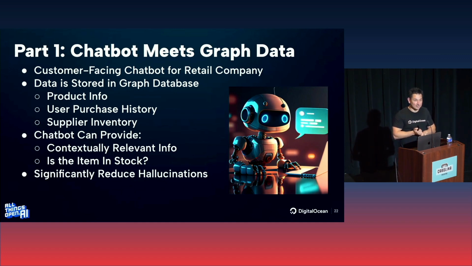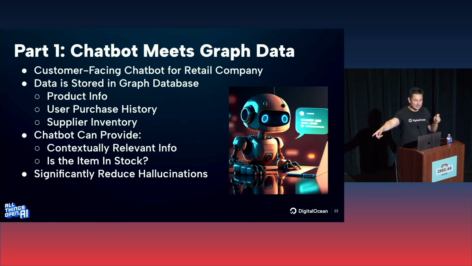So this could be product info, user purchase history, or supply inventory. What's really interesting is when your user chats with the chatbot and says, I'm interested in buying this particular widget. Is this item in stock? Depending on the structure, I would structure product as one category, so you'd have products with an association to their inventory.